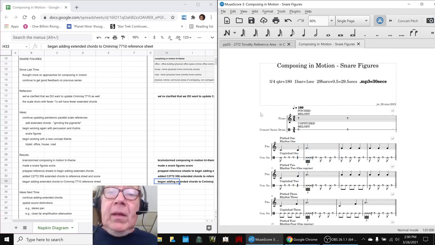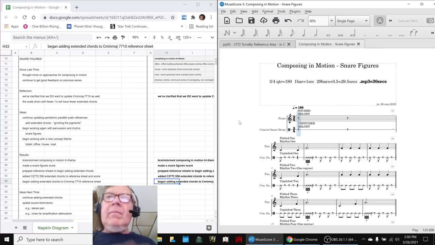like that. But what we've done is add a snare part, because we're wanting to learn how to do unpitched melodies as well.